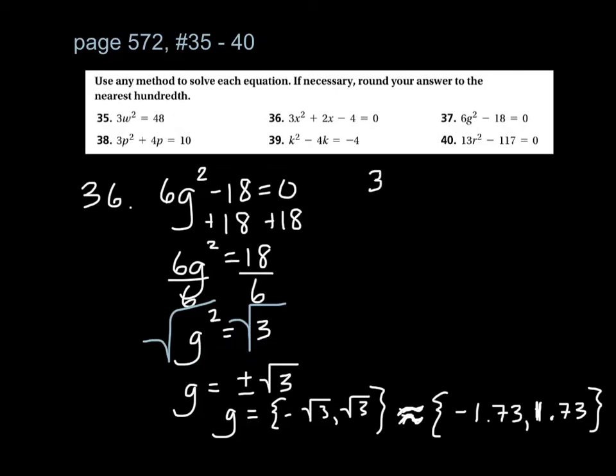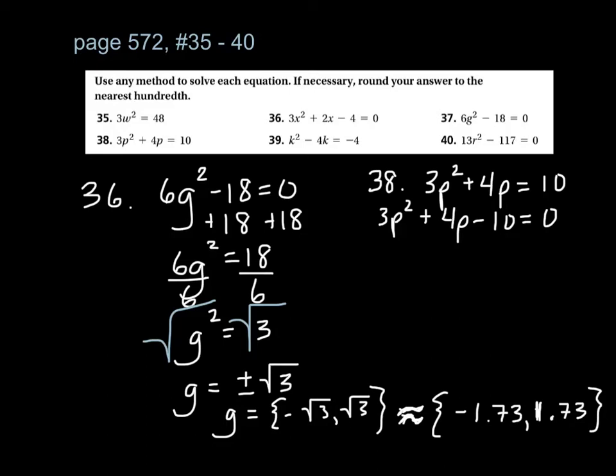All right, three more. Number 38. 3p squared plus 4p equals 10. Remember that I need to get everything on one side, so 3p squared plus 4p minus 10 equals 0. And I'm going to check and see if I can factor this. So, factors of -30 that add up to 4. I don't think I'm going to be able to find them. Frustrating and aggravating that keeps happening, but that's the way that these problems work. So let's use the quadratic formula, since I can't factor.